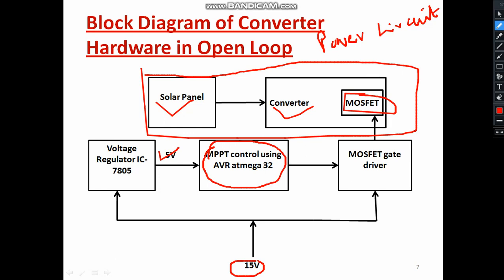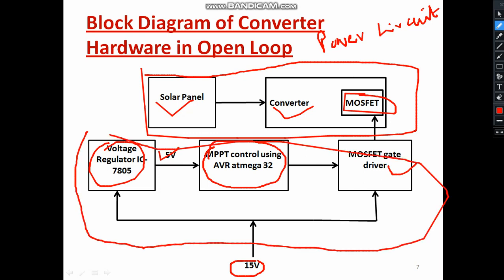And also we have the MOSFET gate driver. Without a MOSFET gate driver, it is not possible to turn on the MOSFET. We need to provide the gating pulse, otherwise the MOSFET will not be on. The turn-on operation will not continue without a gate driver circuit. The gate driver output is connected to the MOSFET. The operating voltage of the gate driver is 15 volt. That is why we are using the voltage regulator IC to convert 15 to 5 volt to operate the microcontroller. This segment is known as the control circuit. You have to bifurcate what is power circuit and control circuit.